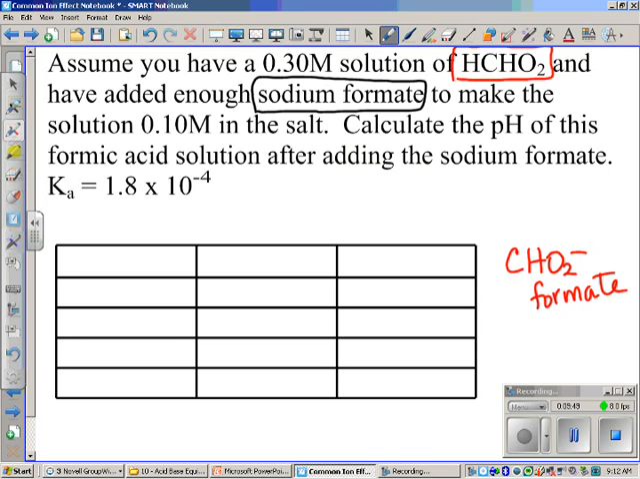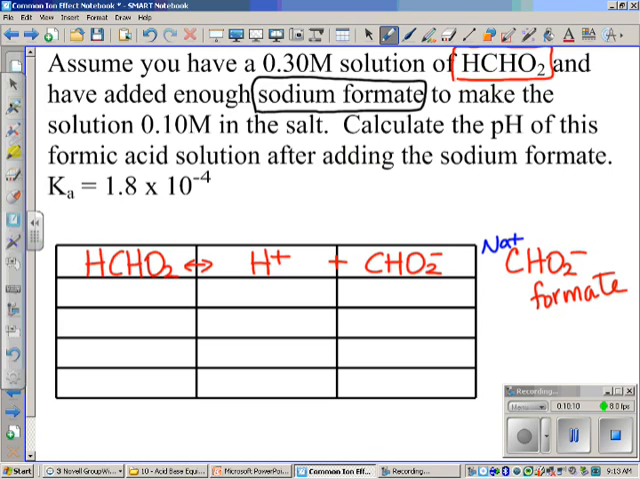The equation we put in the table, because this is a combo of a weak acid and a salt, means we go back to just using the acid equation. That is the primary part of this solution. We are not ignoring the fact that we have added a salt. We are only going to represent the salt where it belongs.